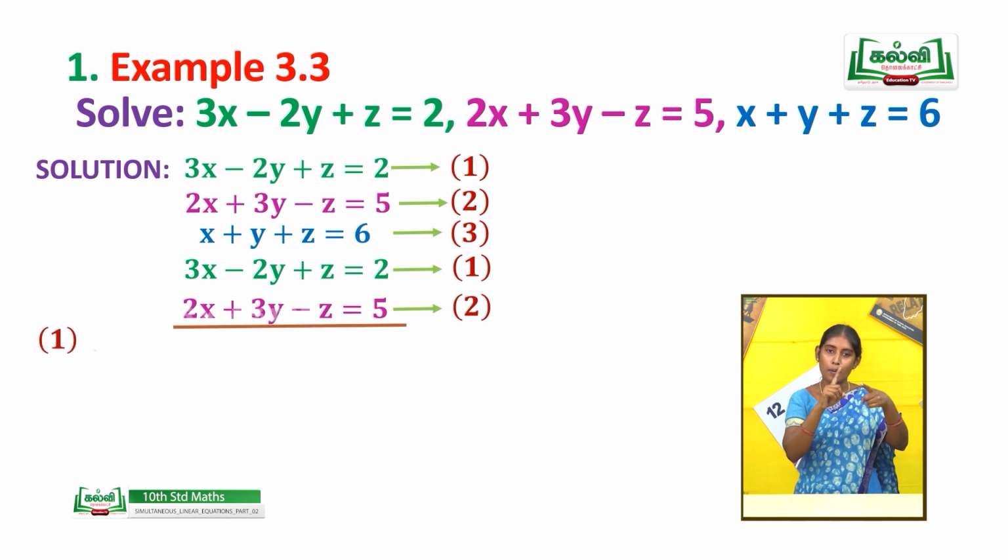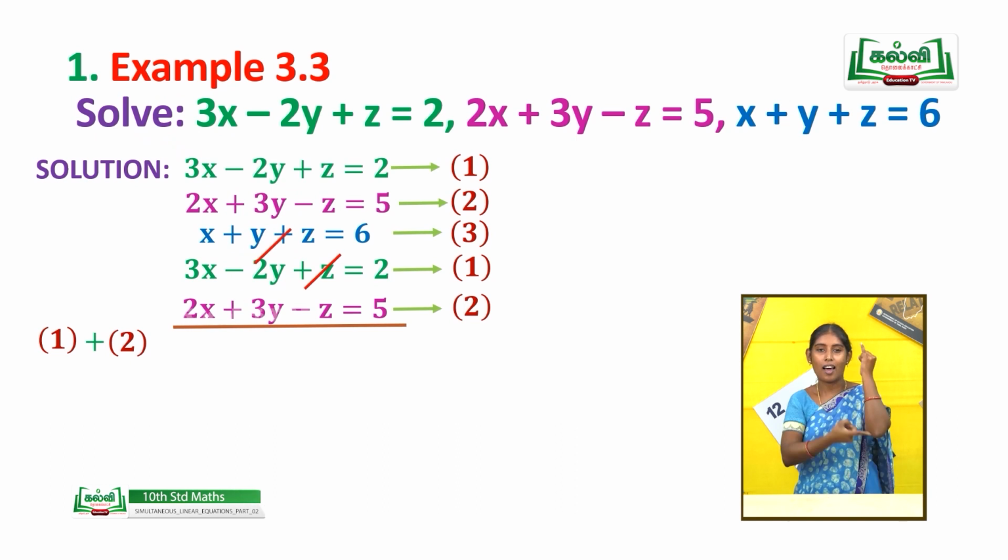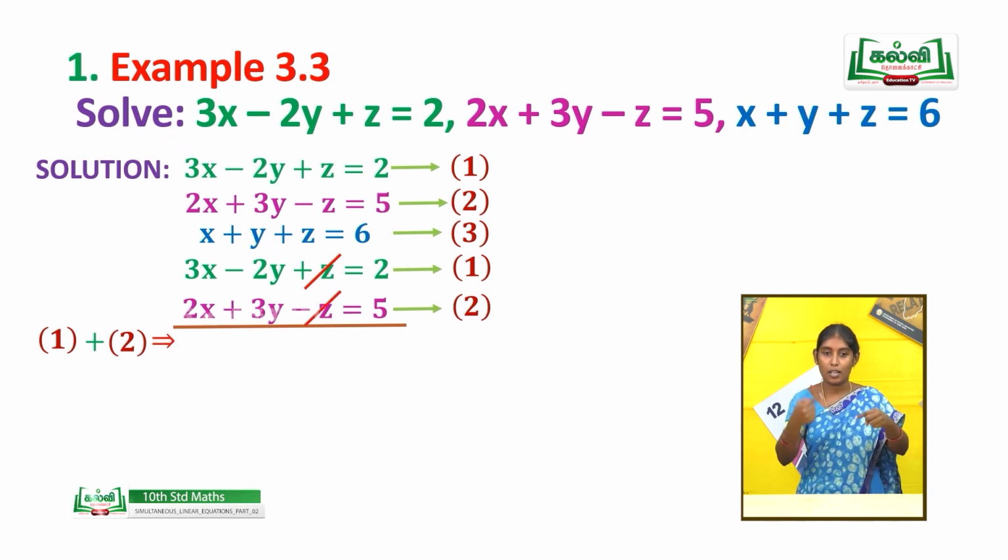So what would happen? The plus z and minus z are cancelled. After the cancellation, what you have to do? You have to add the 3x and 2x. If you add 3x and 2x, what do you get? 5x. If you add the minus 2y and 3y, what you get? You have to subtract it, no? So y only. z is cancelled. The right side, what is there? 2 and 5. So add them. 5 plus 2 is 7. So equal to 7. That's all.